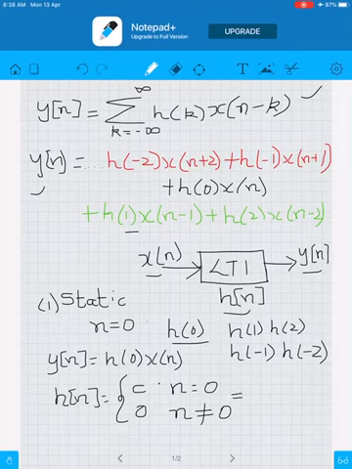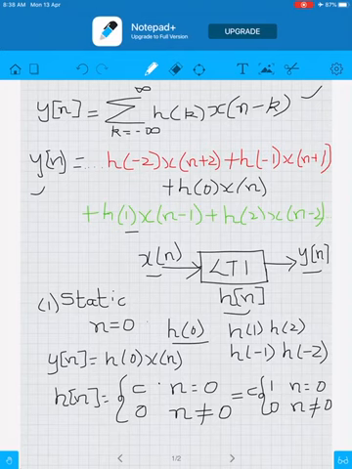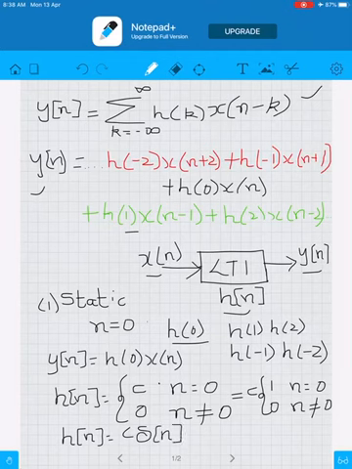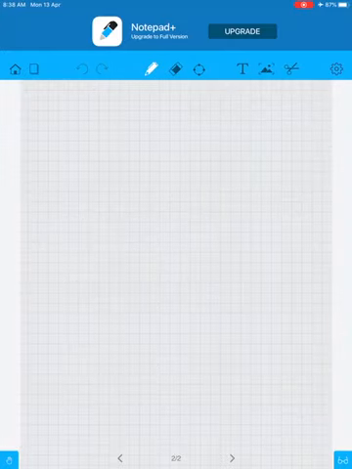So if I elaborate it, if I take the c outside and write it, it is equal to 1 at n equal to 0, and it is equal to 0 for n not equal to 0. So if h of n, the impulse response of the system, is of the form c into delta of n, then I can say that the system is static. If the impulse response of the system is of any other form other than this, then the system is said to have memory.